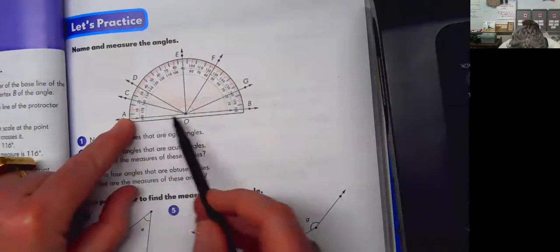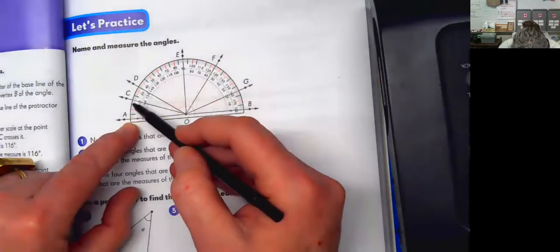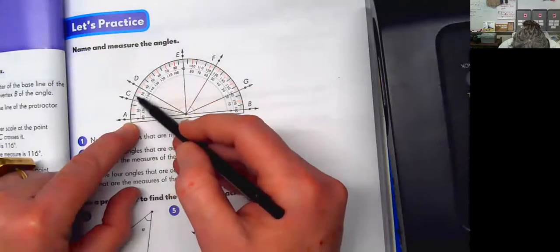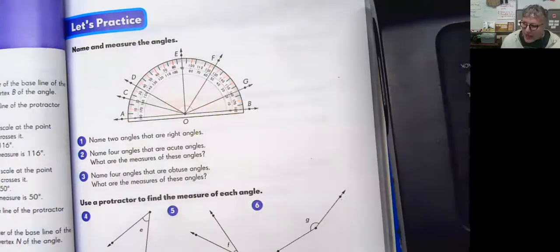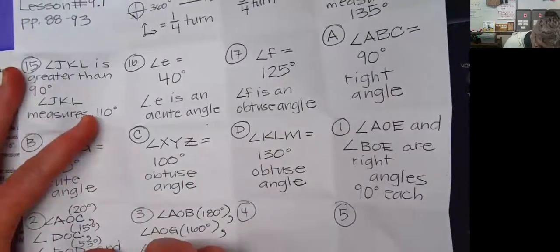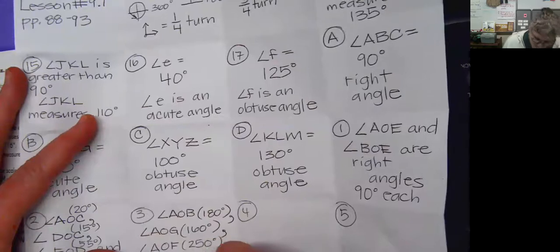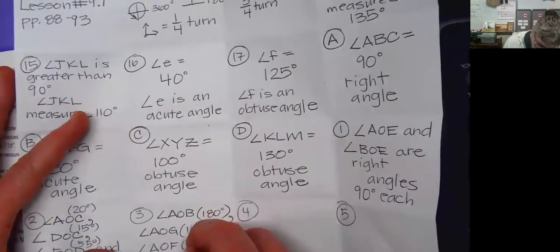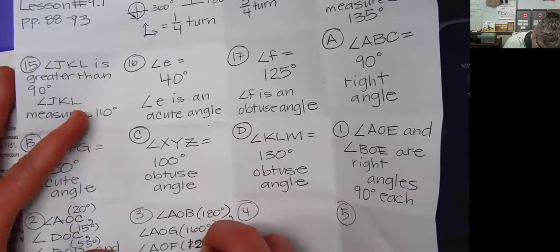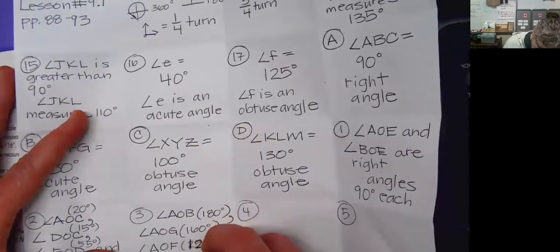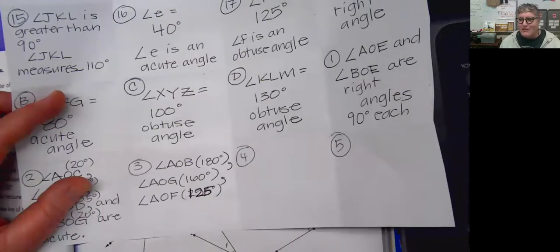Then we have, how about AOF? So we're going to come over here to A. We're going to be on the outer scale because we're right here at 0. We're going to come over here to where the F is. And it looks like it's 125. So AOF is 125. Why am I writing 250? I can tell it's Friday. 125. Sorry about that. AOF is 125. It's not 250.